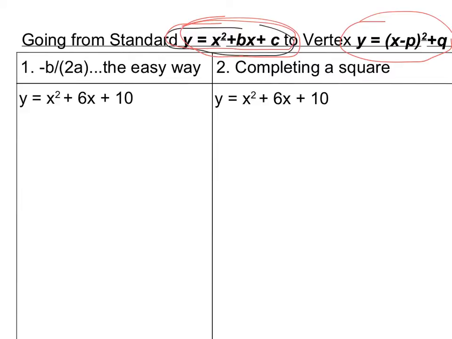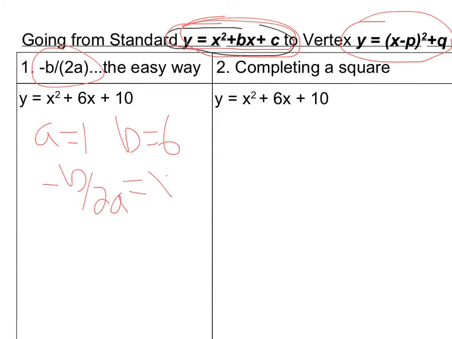In this case, we've got y equals x squared plus 6x plus 10, negative b over 2a. In this case, a equals 1, b equals 6, negative b over 2a, which happens to be the x value of the vertex. The x value of the vertex is negative of 6 over 2a, and a is 1, so that's over 2, which equals negative 3.